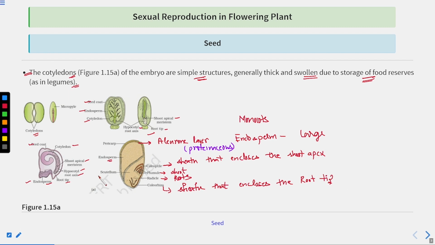Clear? Here is the scutellum. Scutellum is the degenerated coleoptile. Clear? Here is the endosperm. The endosperm is separated from the embryo by this layer, the aleurone layer. Clear? Pericarp.